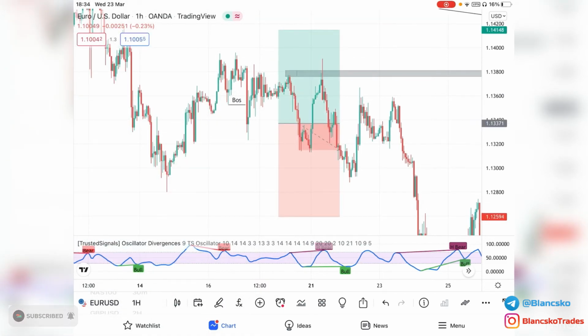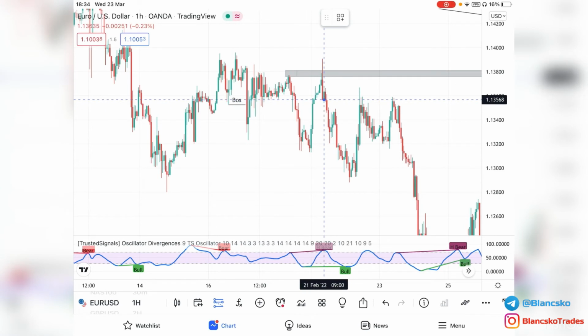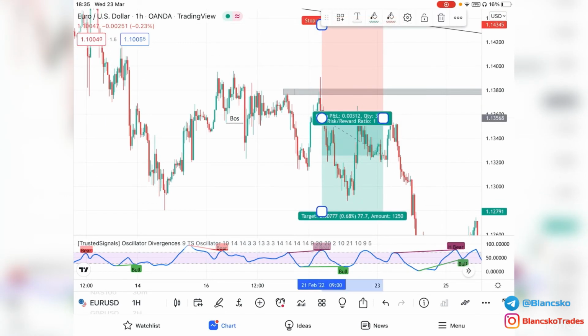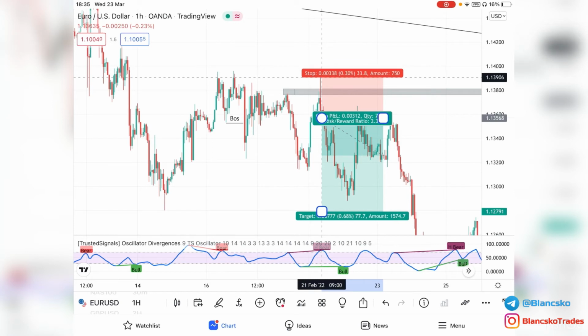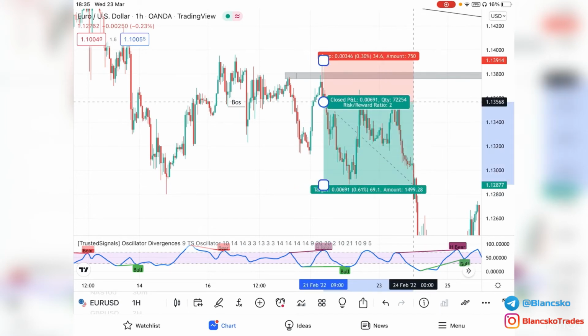Oh, sorry, not long. Let me actually show you the trade. You could have entered after this bearish engulfing here. You could have placed a stop loss right above the wick if you wanted to be safe, and you could have aimed for a 2 risk to reward. That would have been right here.